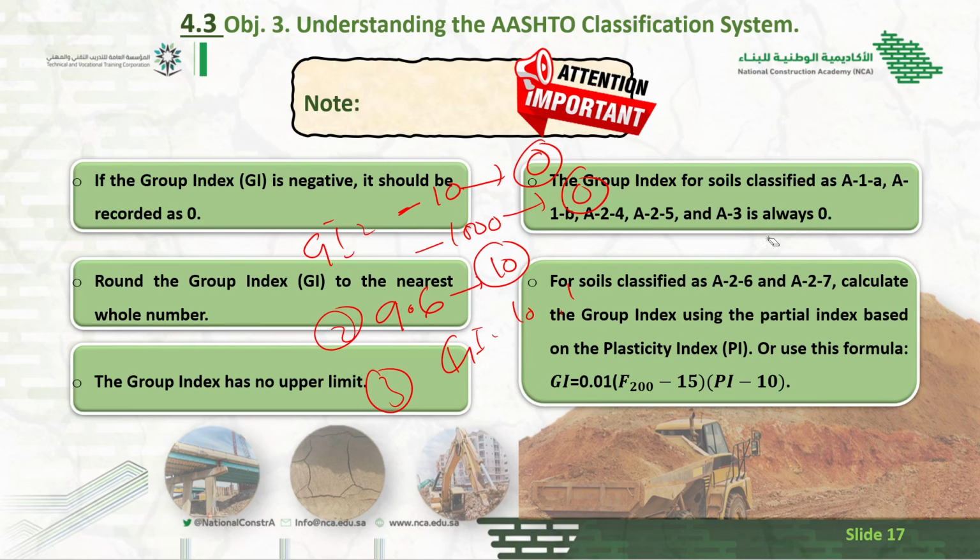There are 7 groups in AASHTO. For the soils classified as A-1-a, A-1-b, A-2-4, A-2-5 and A-3, we will see this in the next slides. For all these 5 groups, the GI value is always 0. For the groups A-2-6 and A-2-7, we can use a shorter formula for the GI, not the long one: 0.01(F200 minus 15)(PI minus 10). So these are some important rules for the GI.